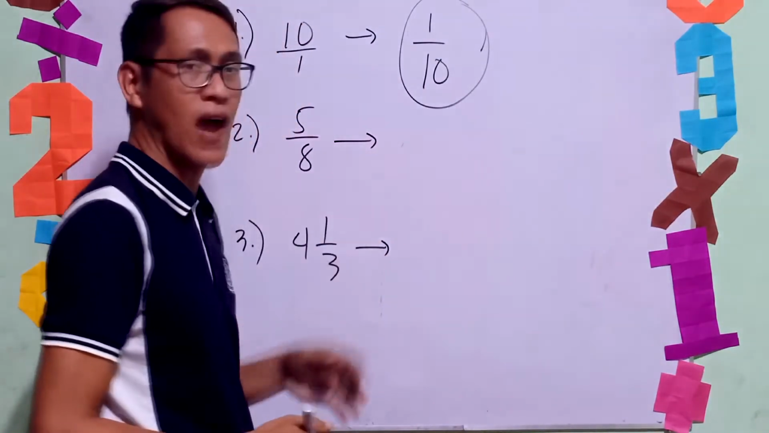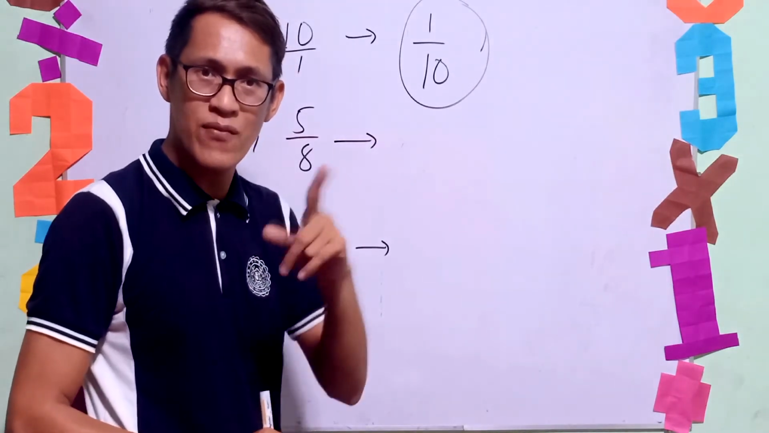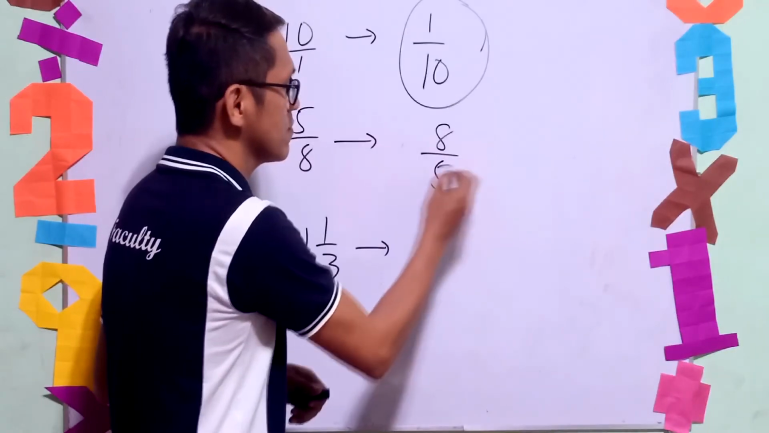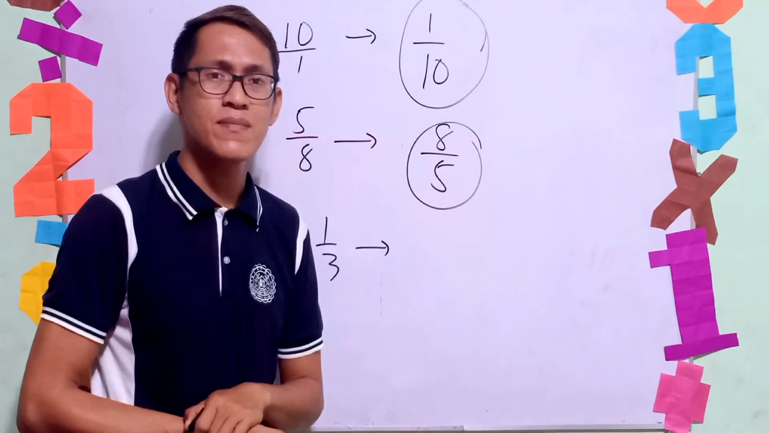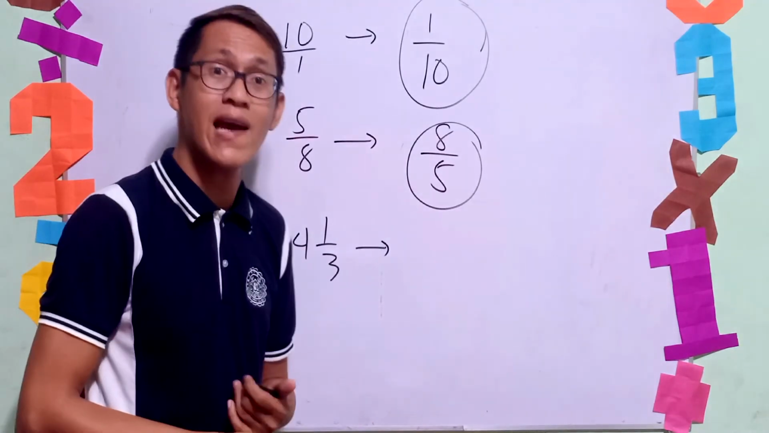What about 5/8? What's the reciprocal of 5/8? Again, if you switch the 5 and 8, you will get 8/5. So the reciprocal of 5/8 is 8/5. What about the third one? What's the reciprocal of 4 and 1/3?